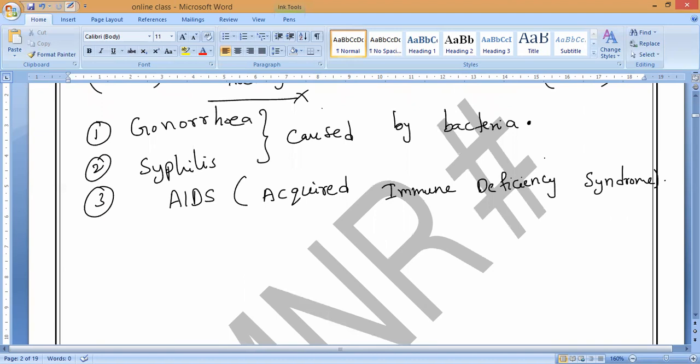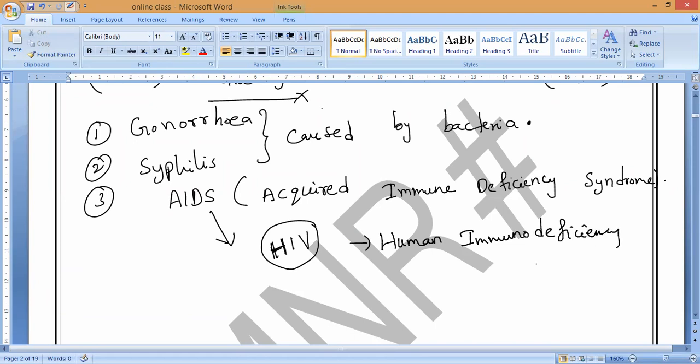The most important one here, which is not curable, with no kind of vaccination till now, is AIDS. AIDS is caused by a virus known as HIV. You might have heard that AIDS is a disease caused by a virus called HIV. What is the full form of HIV? Human immunodeficiency virus. This causes AIDS.